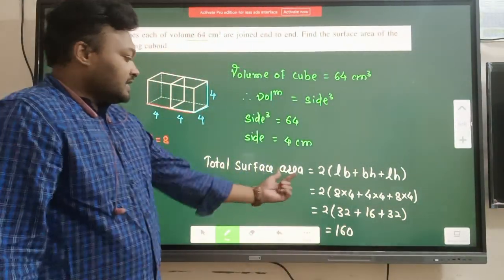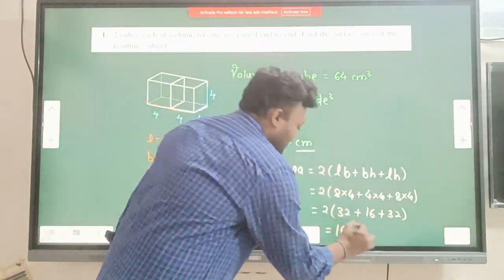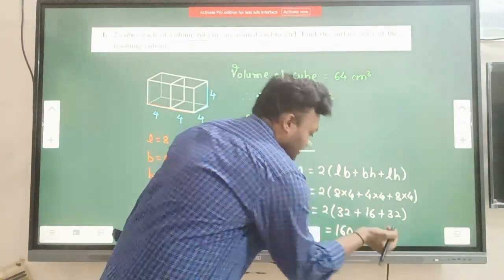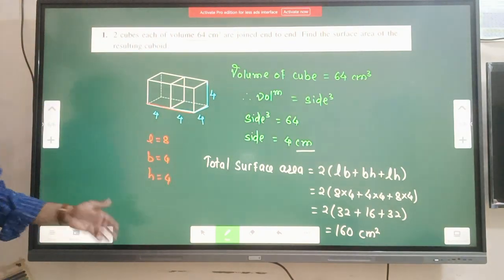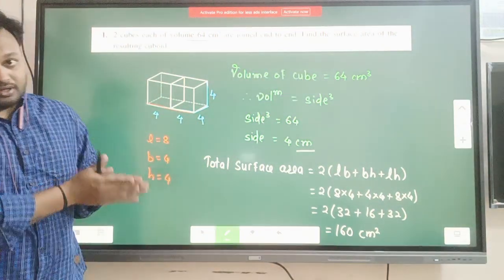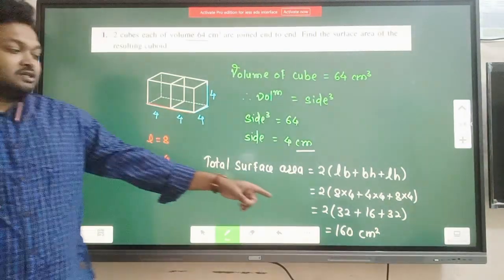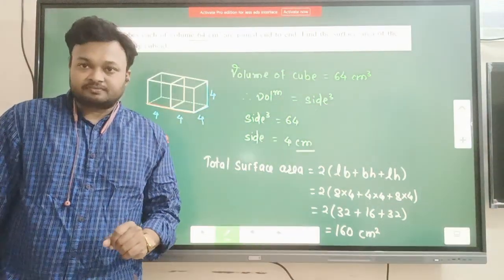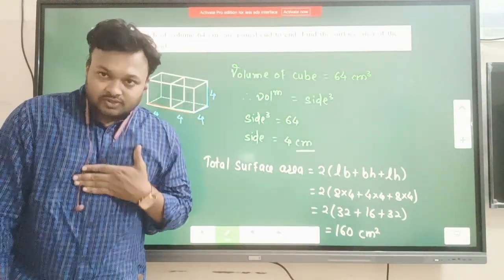Now it is area, so I told you already, it will be centimeter square. So in the end, write down the final answer in words. So the total area of the resulting cuboid will be 160 centimeters square. Understood? So thank you so much.